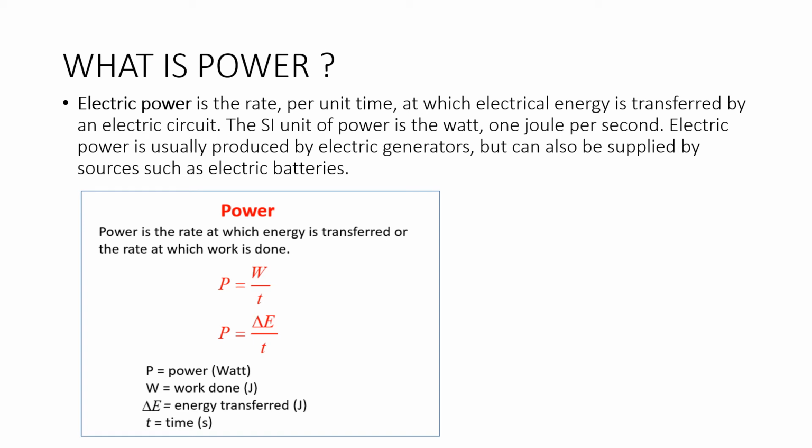The equation is given as power is equal to W upon T. W is work done, T is the time required for transferring the energy from one point to another. Unit of power is watts, unit of work is joules. Delta E is energy transferred in joules, T is time in seconds.